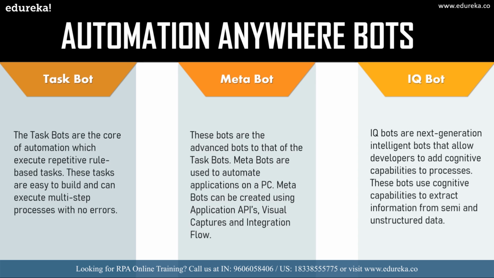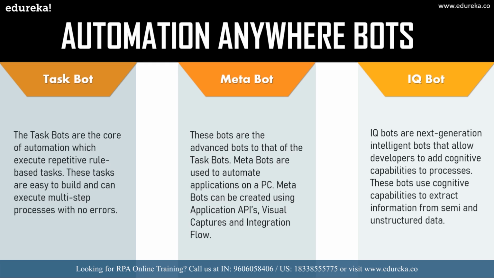The task bots are the core of the automation which execute repetitive rule-based tasks, and these tasks are very easy to build and can execute multiple step processes with no errors. So if you wish to create a task bot, you have to go to your Automation Anywhere client and then click on New or Record button.